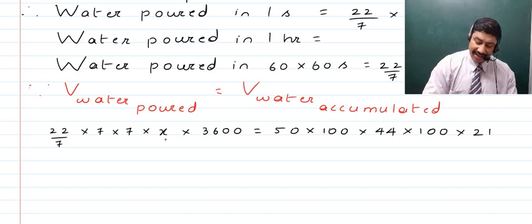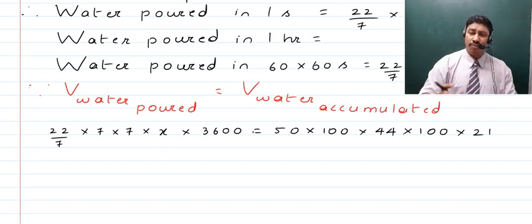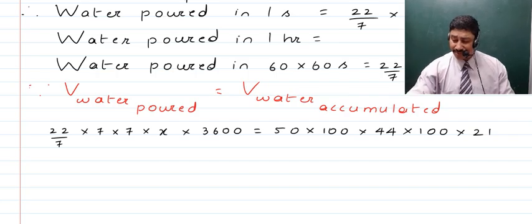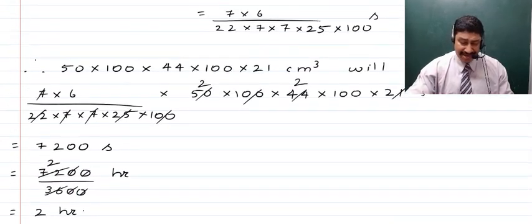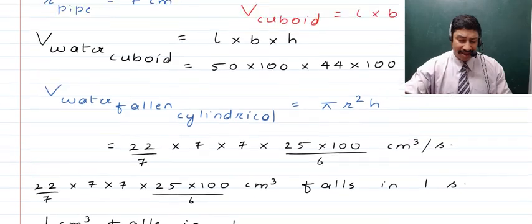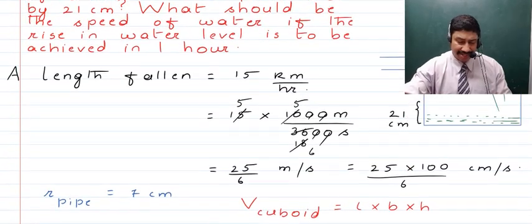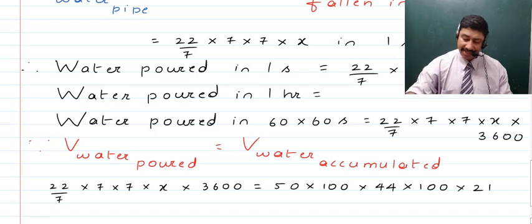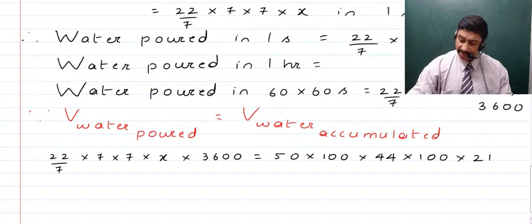So here if you talk about x, x is the length of water which has fallen in a single second. That means it is actually the speed with which the water is coming out of the pipe, and this is what has been asked to you in the question. What should be the speed of water, right? That means the length of water which is coming out of the pipe is something that is required. Now children, further we are going to calculate this.